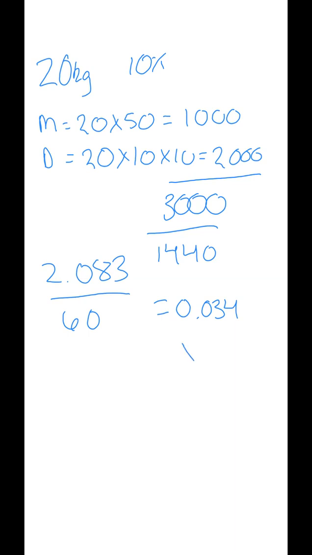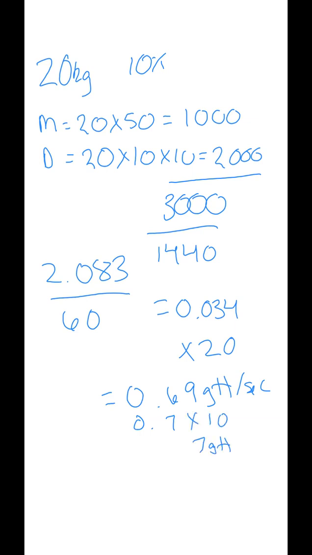So times by 20 and that will give you 0.69, and this is drips per second. Now this number is not going to work again. We still need to round it to get whole drips over a time period. So what I see is 0.7, pretty easy to round to. Then we'll just times this by 10 and get 7 drips per 10 seconds.